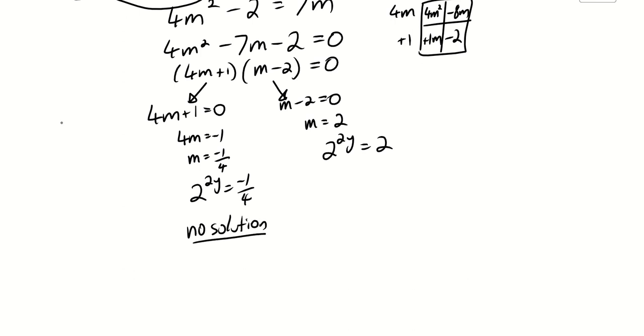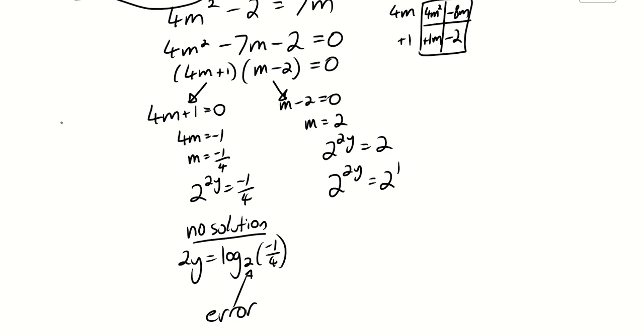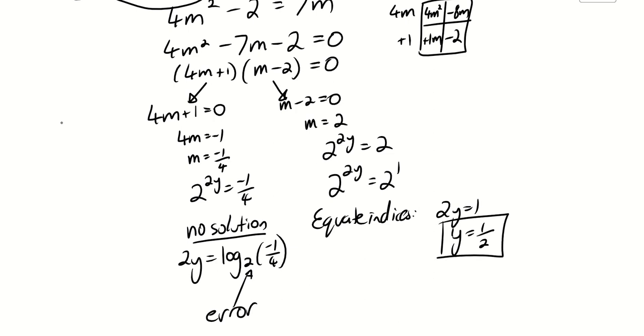We can never get a negative number by raising a positive number to a power. If you want to try it, you can have a go at using a calculator to figure out what this is. This will give you an error because there's no solution. On the other side, should be all good. 2 is really 2 to the power 1, so equate indices. Left with 2y equals 1, or y equals a half. Okay, so there is our value for y.